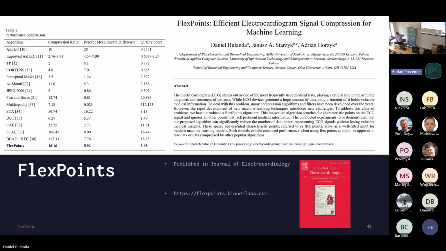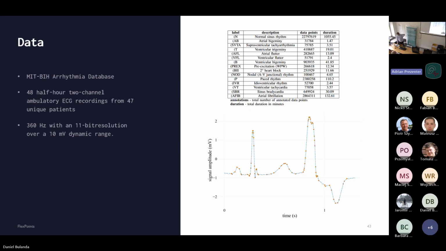And this algorithm was published in the Journal of Electrocardiology this year. But on top of that, we used the MIT-BIH arrhythmia data set with deep neural networks, as I said, to check if application of the flex point algorithm as a preprocessing step can improve their performance. And this is the characteristic of this data set, but probably if one is familiar with ECG processing, you know, because this is the most popular one there.